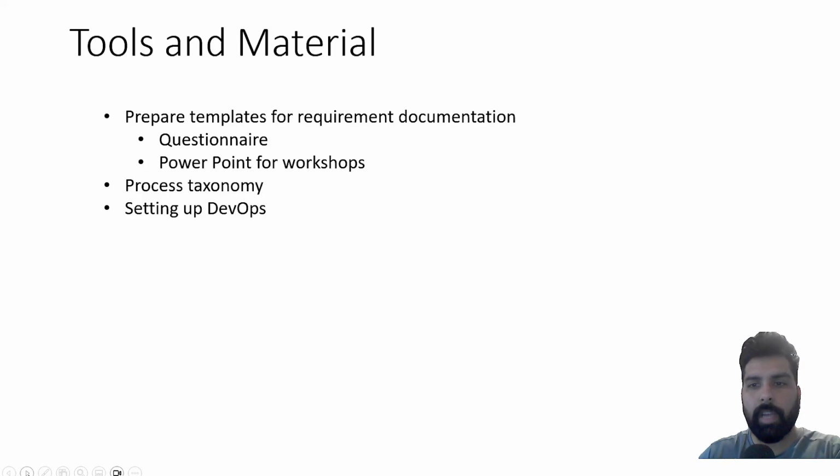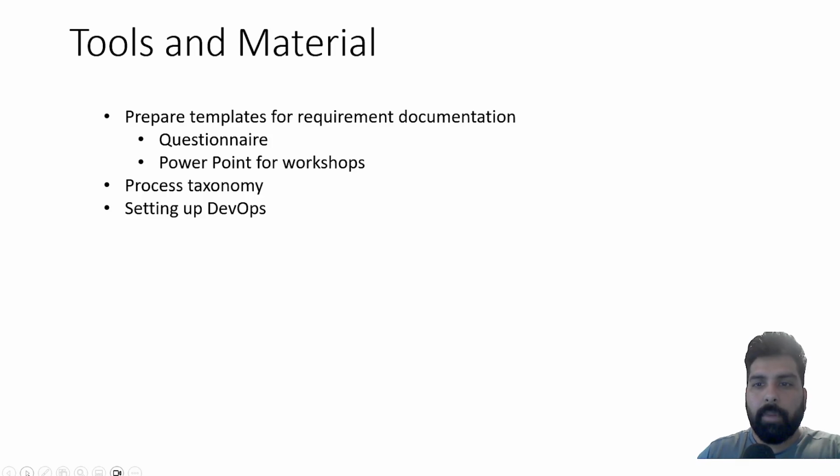You need to also have a PowerPoint document prepared for the workshop, so that when you go in front of the customer and enter the workshop, you have something to present and talk about. So that should be there. And then you should also have your standard process taxonomy in place, so that tomorrow when you are mapping your business process and mapping their requirements to the processes, you have that in place.